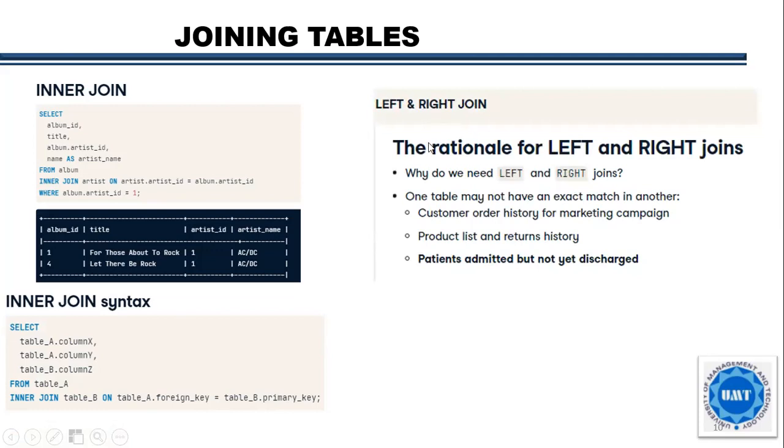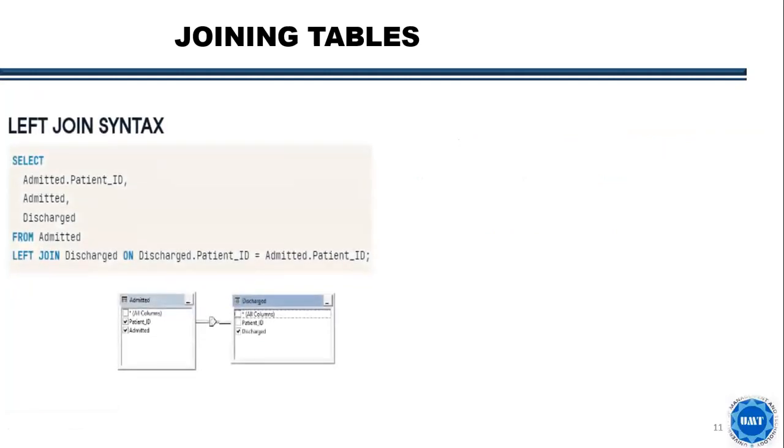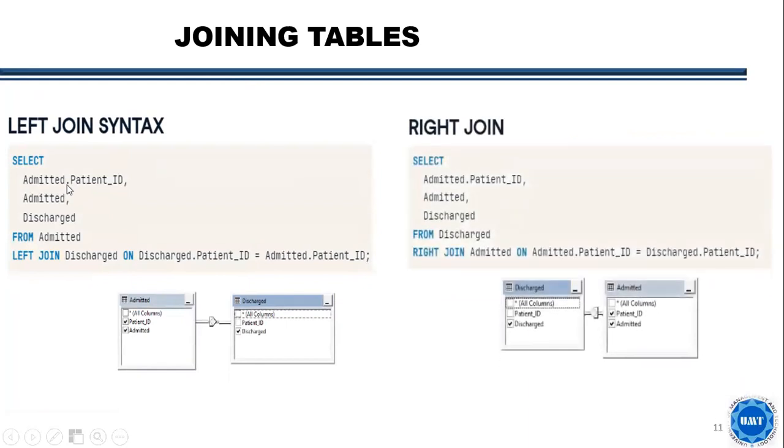Left and right joins. Why do we need left and right joins? One table may not have the exact match in another, for example customer order history for marketing campaigns. Left join syntax. The right join is the same as the left join; both are the same in syntax.